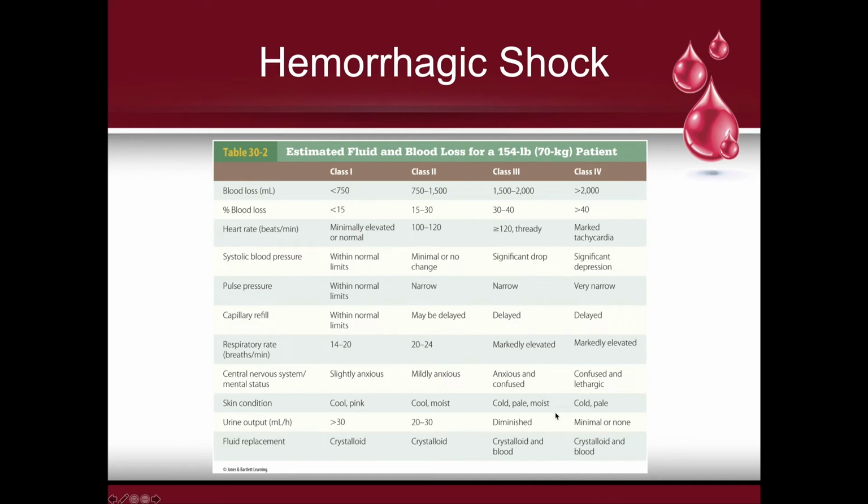They're going to be anxious and confused. They may be completely altered. At this stage, they could be lethargic, cold, pale, moist, with diminished urine output, of course, and crystalloids. If you have blood, whole blood's great.